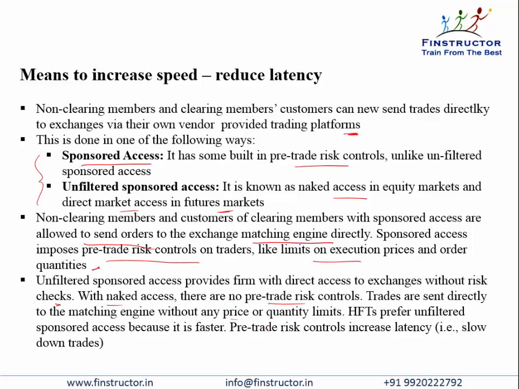And HFTs prefer this unfiltered sponsored access because it is faster, because these risk controls and risk checks, etc. will often slow down the trades, because there is an additional layer of checking before the orders can get executed and before the orders reach the exchange. So to reduce latency, first of all, speed is important. We started with that in the beginning. How do the programs get this high speed? They look for unfiltered sponsored access, or these firms will have very good relationships with the clearing members, so that the clearing member is able to provide them this unfiltered sponsored access, so they can execute faster than anyone else.